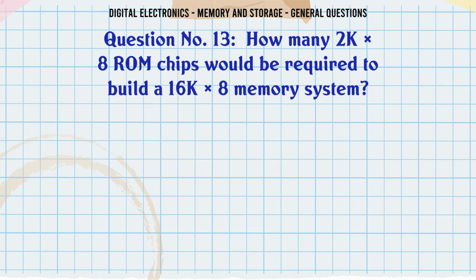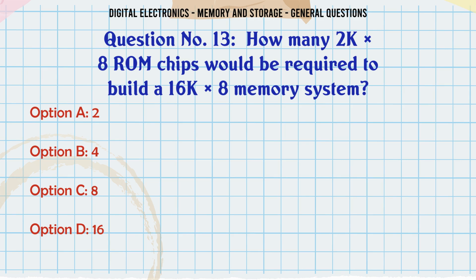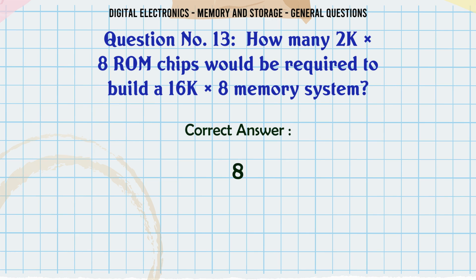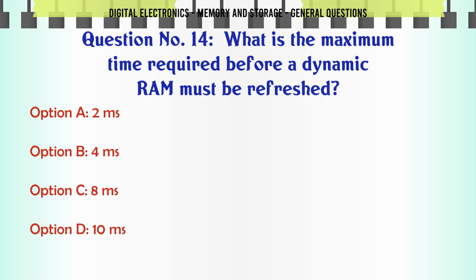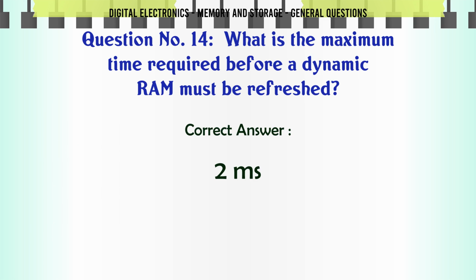How many 2K×8 ROM chips would be required to build a 16K×8 memory system? A. 2, B. 4, C. 8, D. 16. The correct answer is 8. What is the maximum time required before a dynamic RAM must be refreshed? A. 2 ms, B. 4 ms, C. 8 ms, D. 10 ms. The correct answer is 2 ms.